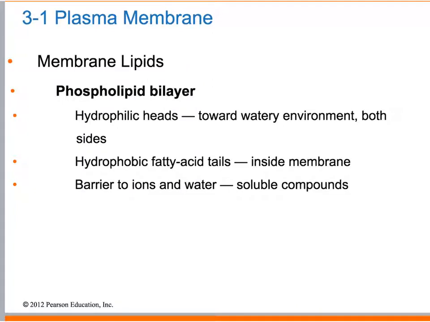Some of the anatomy of the plasma membrane, it's made up of membrane lipids. It has a phospholipid bilayer. The phospholipid anatomy, it has hydrophilic heads, which means water-loving heads, and they exist towards the watery environment on both sides. In other words, the extracellular fluid, the ECF, and the intracellular fluid, the ICF. But it has hydrophobic tails or fatty tails, and that's inside the membrane. And it's a barrier to ions, water, and certain other substances.